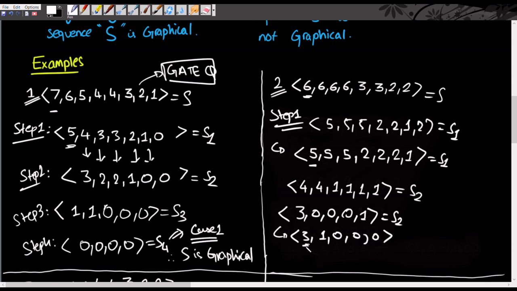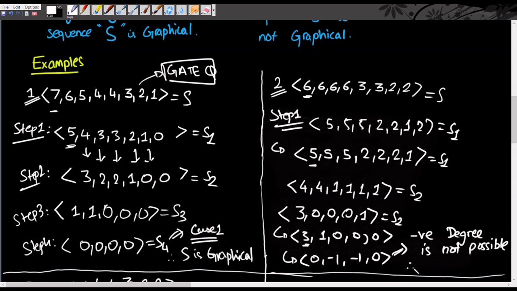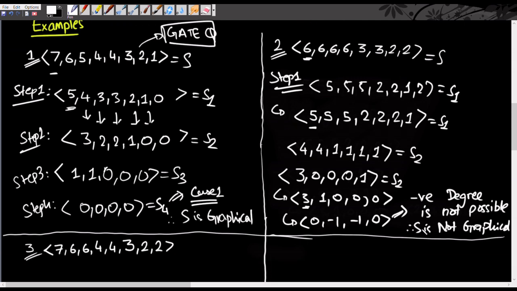Now in the next 3 entries, you reduce the degree by 1. So you're left with 0, minus 1, minus 1, 0. Now if you look carefully, a negative degree is not possible. Therefore, S is not graphical. Hope this was clear.